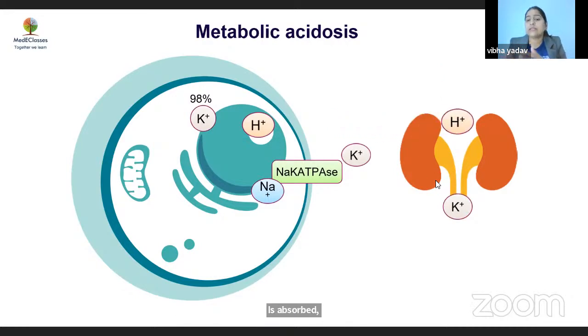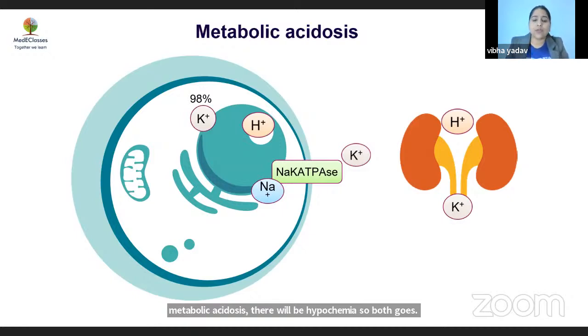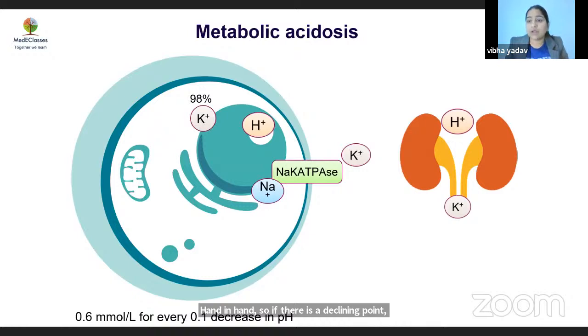As sir has described, whenever we have hyperkalemia, there will be metabolic acidosis, and if there is metabolic acidosis, there will be hyperkalemia. So both go hand in hand. If there is a decline of 0.1 in pH, the potassium will rise by 0.6, and this is only for metabolic acidosis, not for respiratory acidosis.